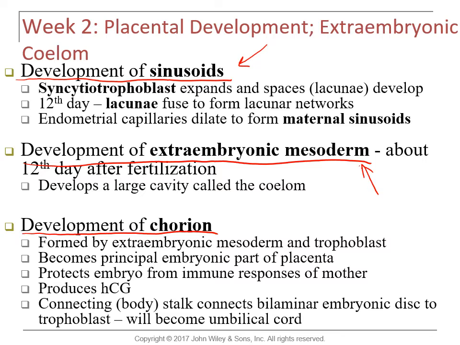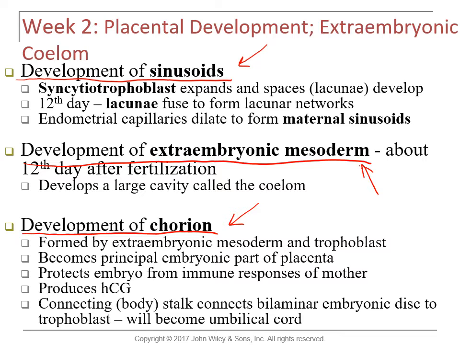And finally, we have the development of the chorion. The extraembryonic mesoderm together with the two layers of the trophoblast, remember the trophoblast had the cytotrophoblast and the syncytiotrophoblast, forms the chorion. The chorion surrounds the embryo and later the fetus. Eventually, it becomes the principal embryonic part of the placenta, the structure for exchange of materials between mother and fetus.